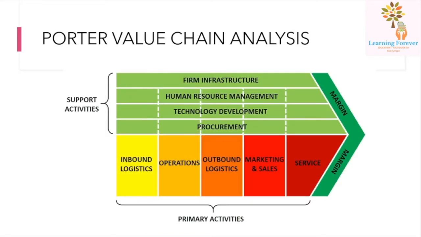So Porter's value chain analysis consists of the support activities which include the firm infrastructure, human resource management, technology development, procurement. So this comes under the support activities, and the primary activities include inbound logistics, operations, outbound logistics, marketing and sales, and service. So together the support activities and the primary activities constitute the Porter's value chain.